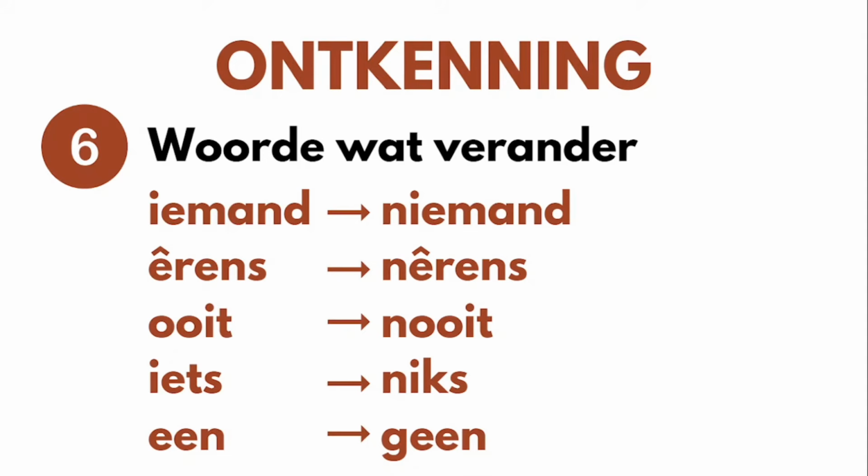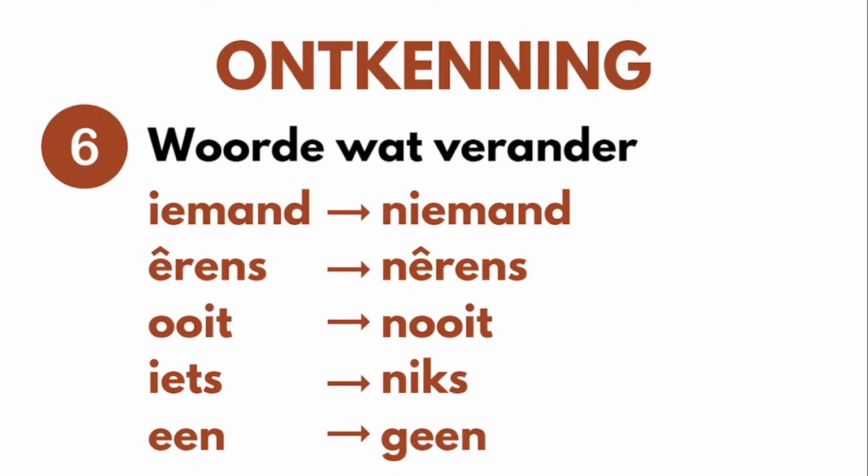So in the sentence with iemand, that's going to become niemand. Okay. Iemand loop die hoek. Then your negative sentence: niemand loop die hoek nie. So even though the first word replaces the first nie, the last nie must still be there.